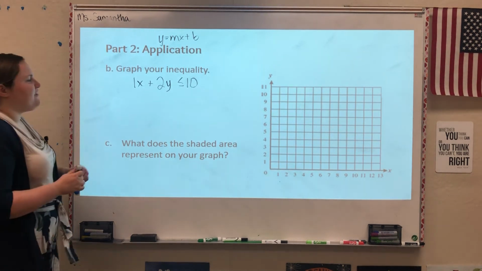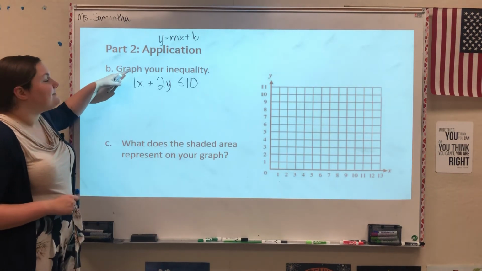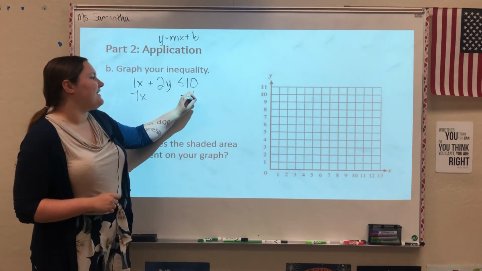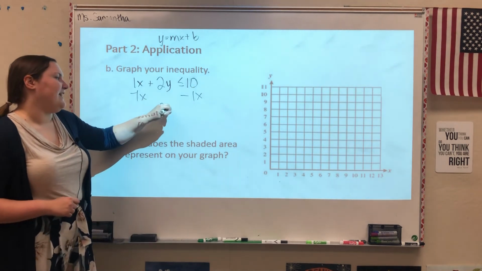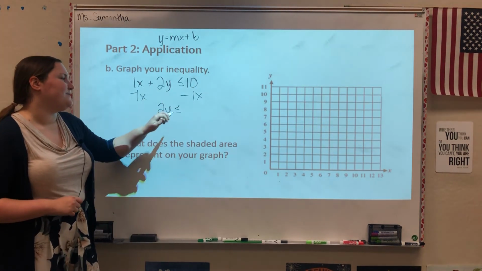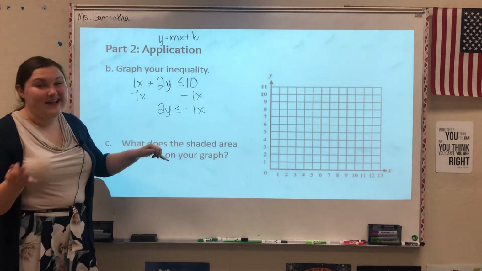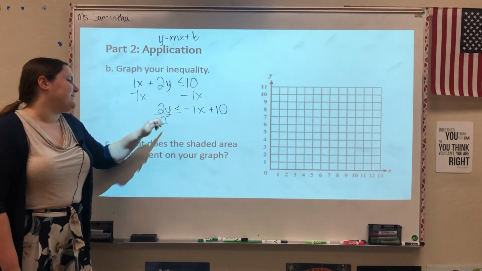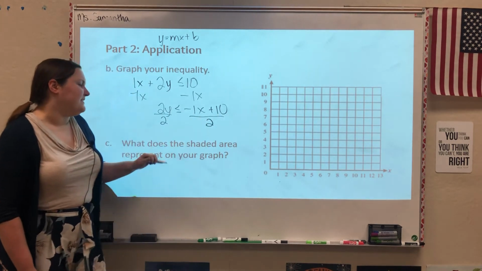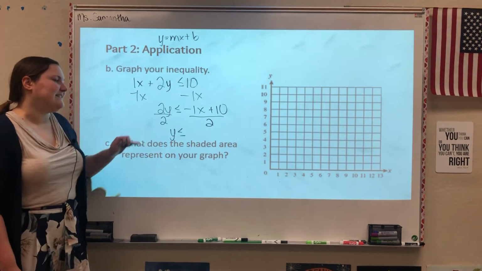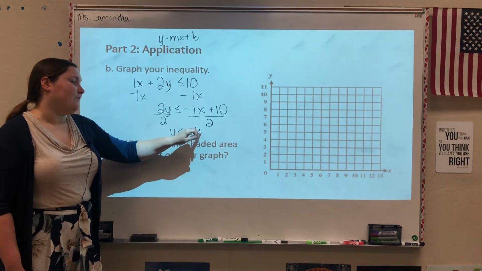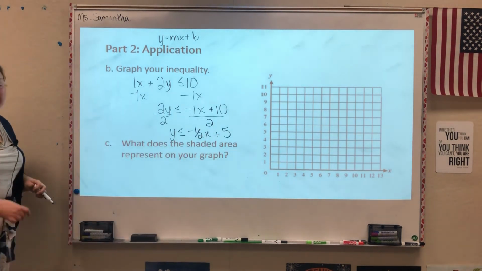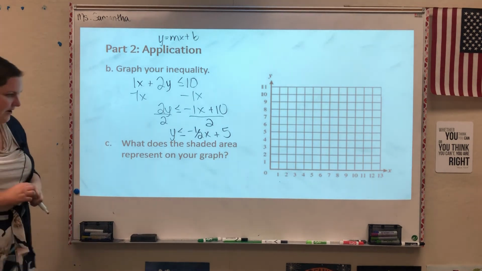All right, the first thing you should have done, this 1 here, by the way, isn't necessary, but you can have it there if you want, is subtract your 1x on both sides. And we get 2y is less than or equal to negative 1x or negative x plus 10. And then that other step you want to do is dividing by 2. That's going to give you y is less than or equal to negative 1/2 x plus 5. Now that I've done that, I can go ahead and graph.